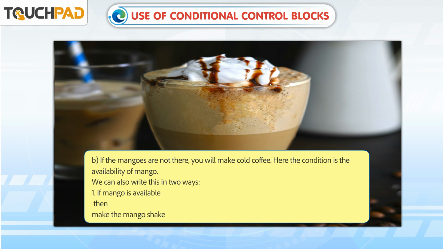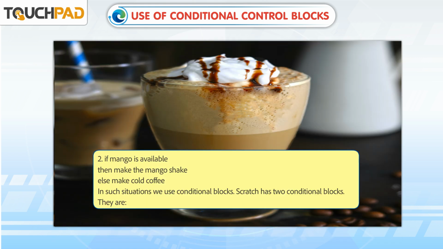We can also write this in two ways. 1. If mango is available, then make the mango shake. 2. If mango is available, then make the mango shake. Else, make cold coffee. In such situations, we use conditional blocks.